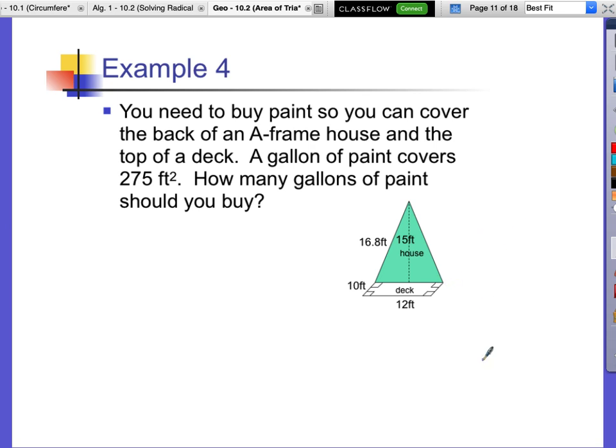Question. Would you take the area of the deck, so you know how far you're supposed to go for the base? Yes. Thank you.